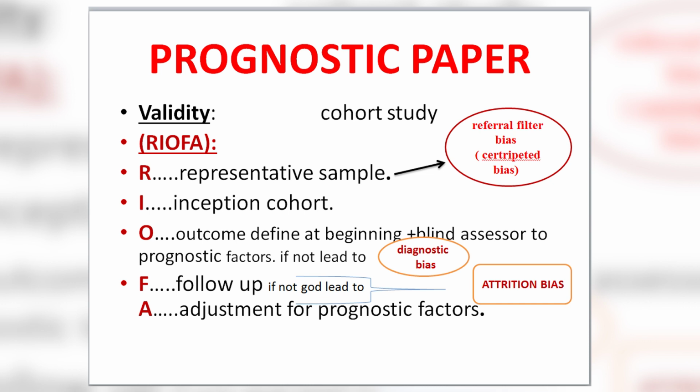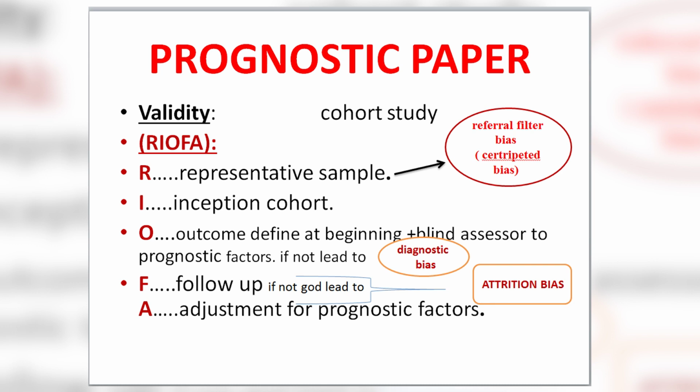Validity: the common study design is the cohort study. The abbreviation is RIOVA. R is representative sample. This sample is representative of the community and takes patients in the early stage of the disease, okay? This is called the representative sample. Cohort means a group of patients who have the same characteristics. Then inception cohort: we mean by inception cohort taking the patients in the early stage of the disease.